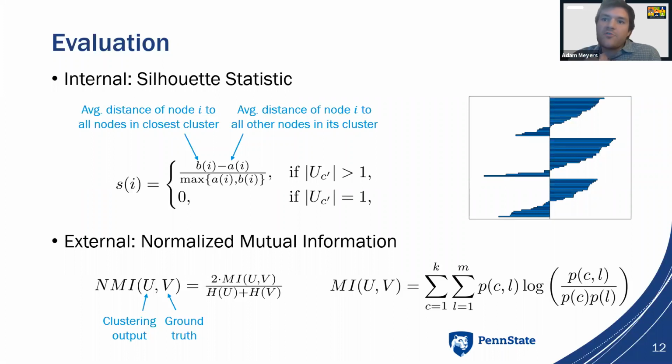The external measure is normalized mutual information. What this does is it allows us to compare the clustering output from our methodology to the ground truth, with the healthy control, myocardial infarction, etc. The normalized mutual information scores between 0 and 1, with 1 being perfectly matched clusters.